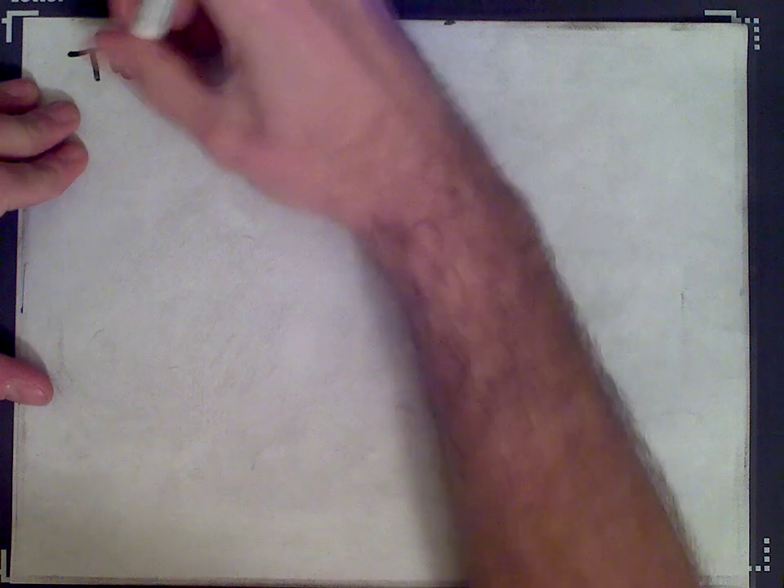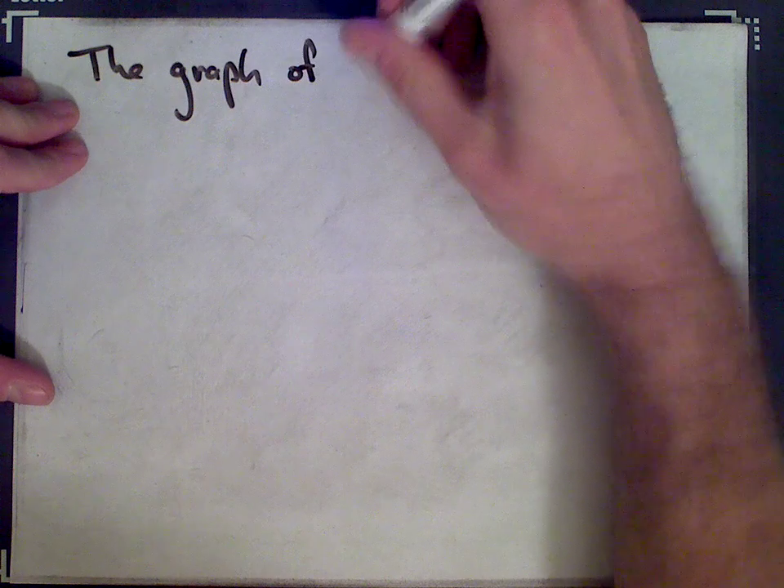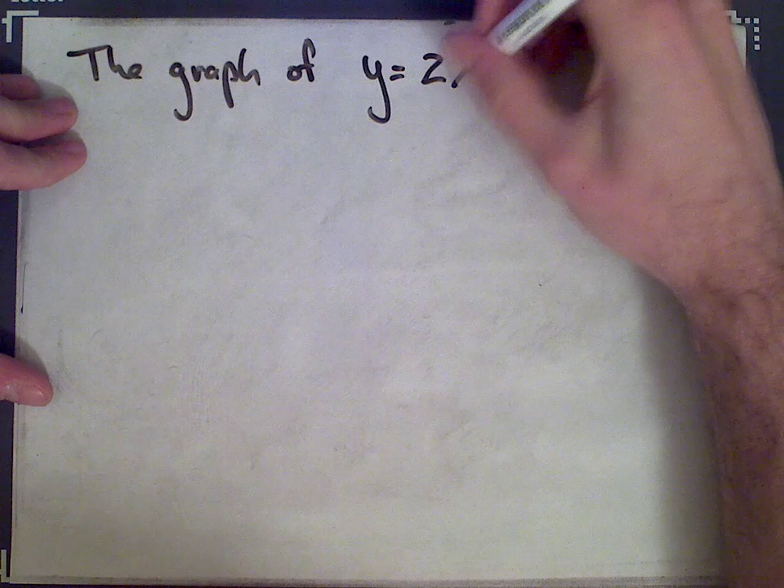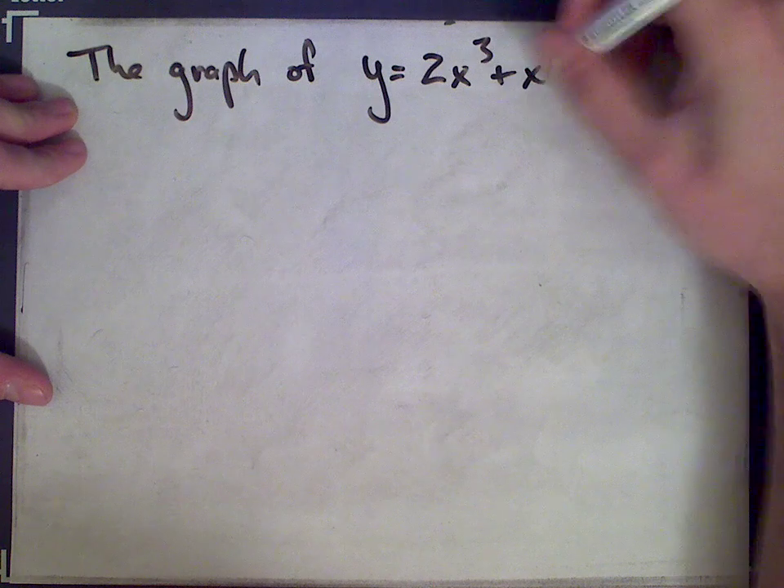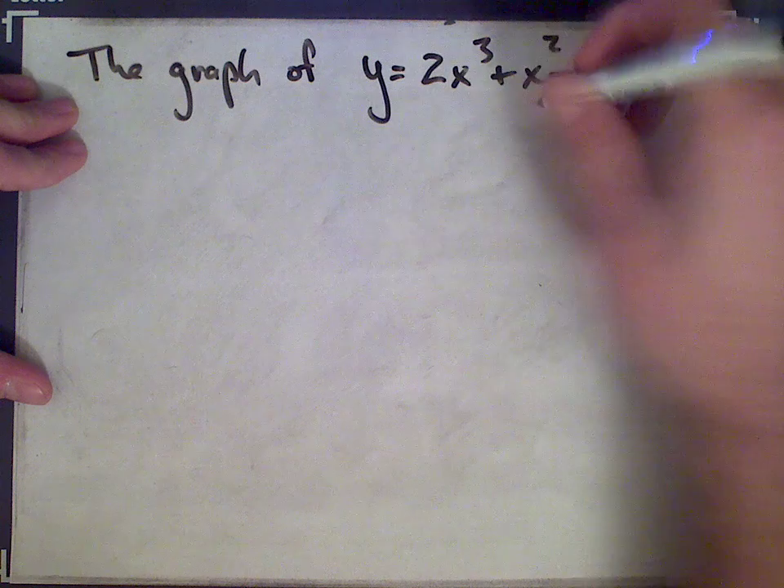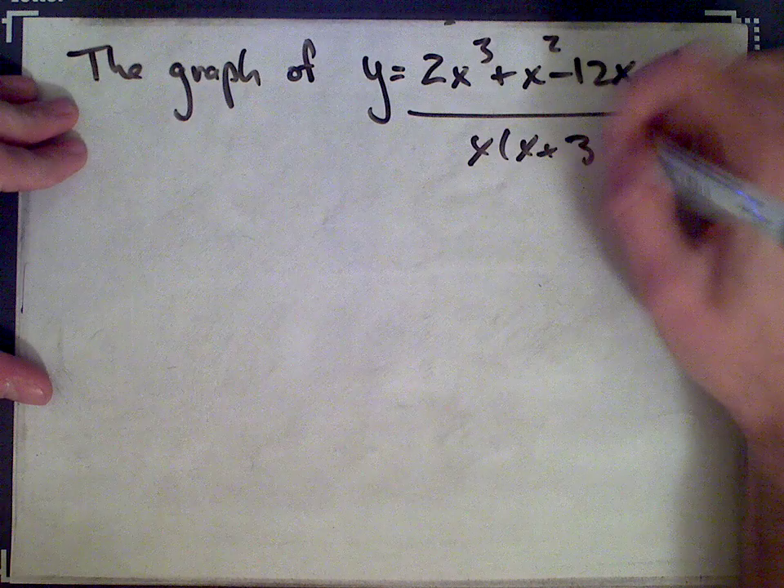This is question number 13, and it's about asymptotes. So we're told the graph of y equals 2x cubed plus x squared minus 12x plus 6 divided by x times x plus 3.